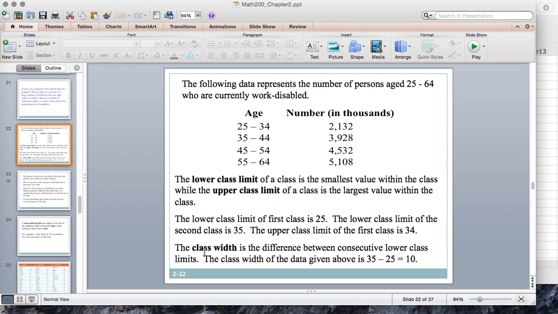Another term that you're probably going to come across is class width. All you have to do to find the class width is look at the consecutive lower limits. From 25 to 35, if you subtract those two values, you get 10. So that is your class width. 35 to 45, if you subtract those, 10 again, and 10 again. We would like our classes to all be the same width so that we're comparing equal ranges.